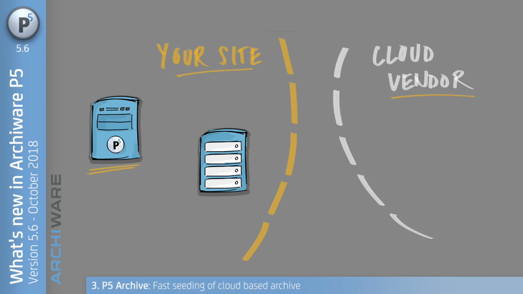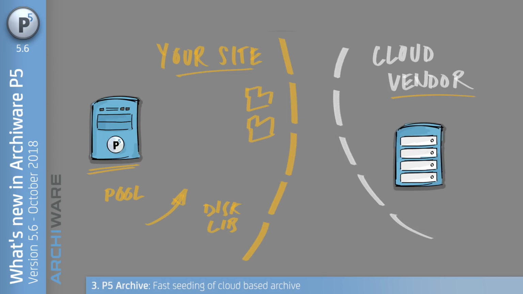And then once you've received that, you do some configuration on your P5 server whereby you create a pool for cloud storage and you create a disk library on the cloud vendor's disk that they've sent you, and then you archive via that pool and archive all your data into a disk library on this storage. So on here you'll basically be creating a bunch of folders which will represent the volumes that exist within your pool. Once that's done, you then send the disk library back to the cloud vendor, and the cloud vendor then copies the contents of that disk library into a bucket.